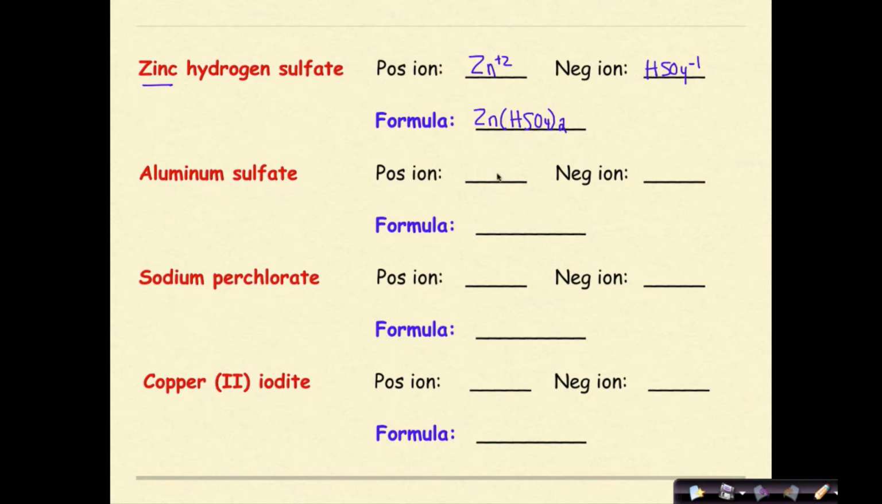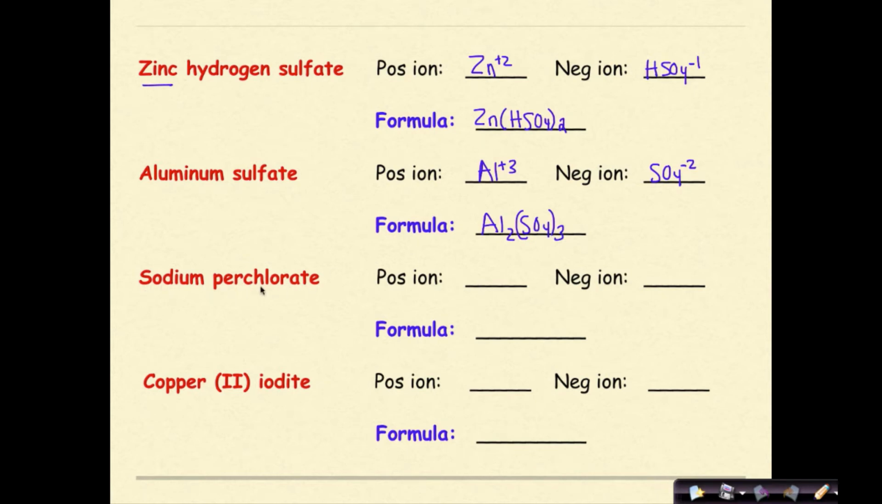Aluminum sulfate. The positive ion is going to be Al +3. Sulfate is SO4 -2. I'm going to cross these down. So the formula here will be Al2(SO4)3. Need parentheses around the sulfate, and then a subscripted 3.